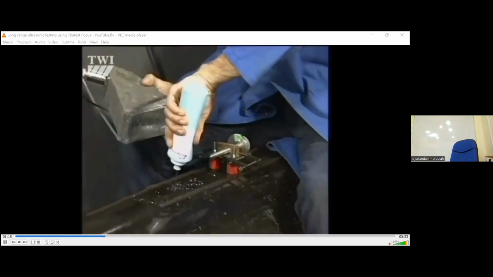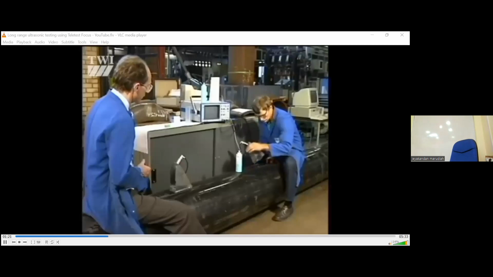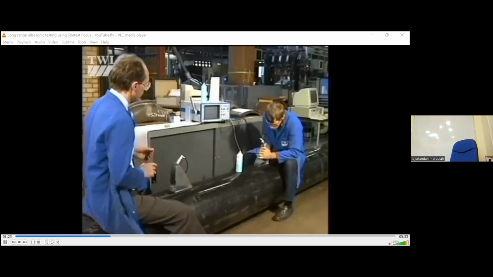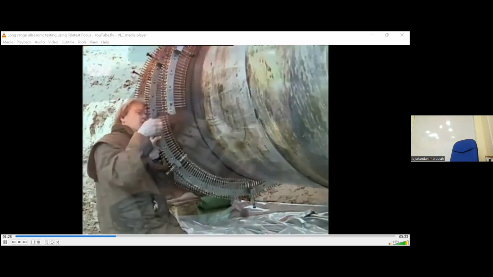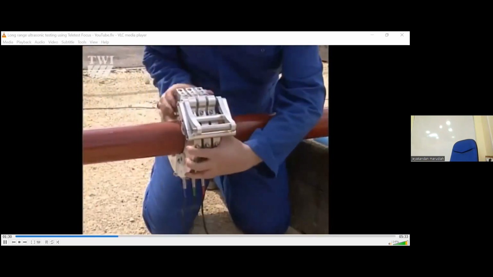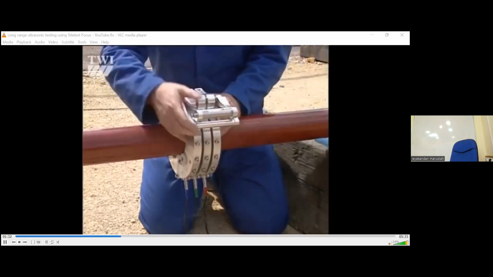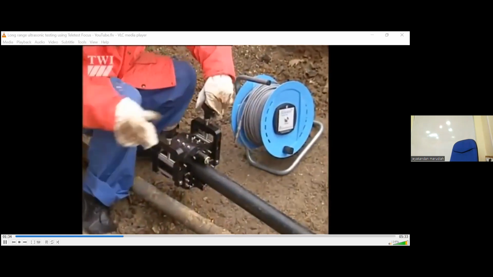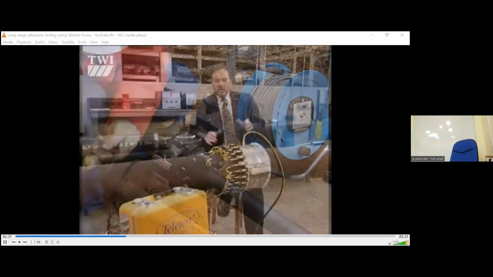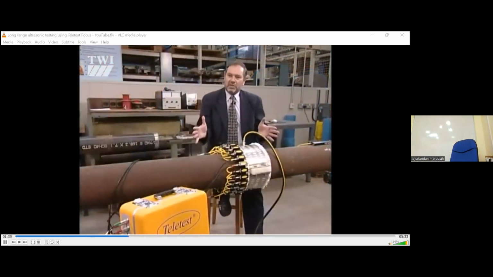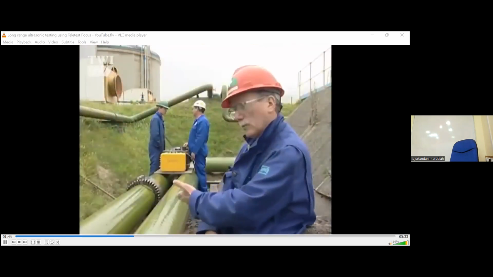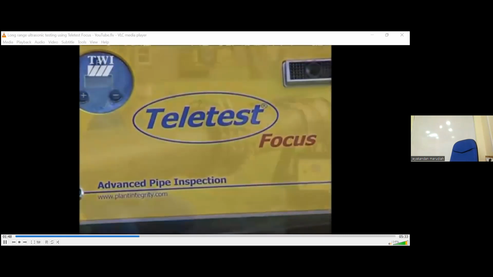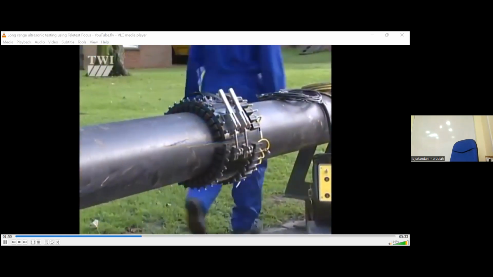The evolution of long-range ultrasonic testing is indeed a fascinating one. In the 90s, it looked something like this. The hardware has changed considerably in the last decade, and huge advances have been made in enhancing its performance. Principles of long-range ultrasonic testing remain the same in the laboratory, the factory, or out in the field. Nowadays, it's dubbed Teletest Focus, and its most recent incarnation looks like this.